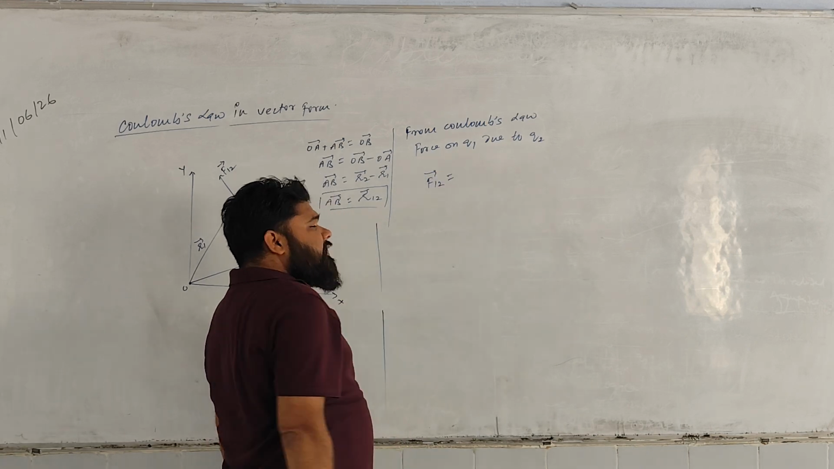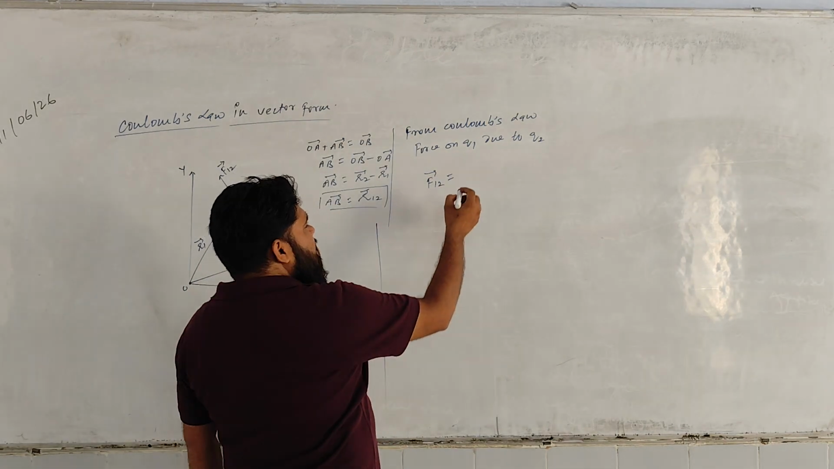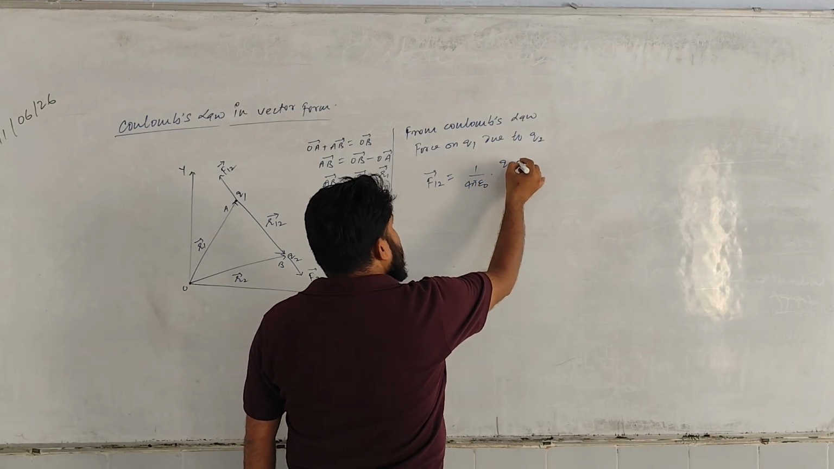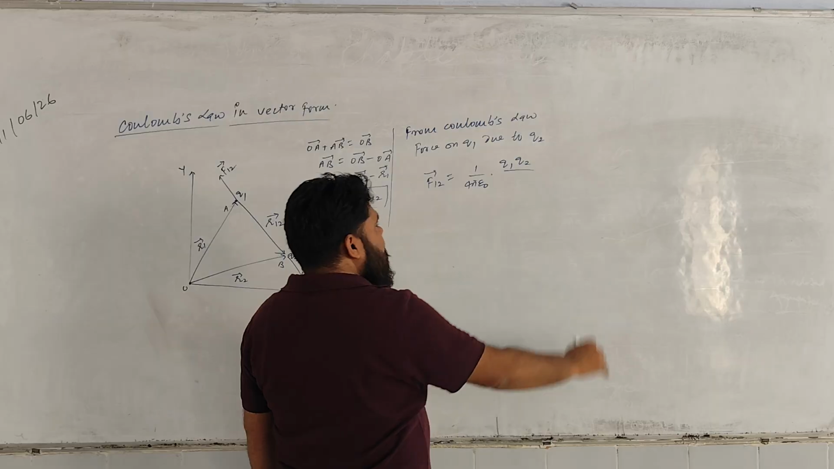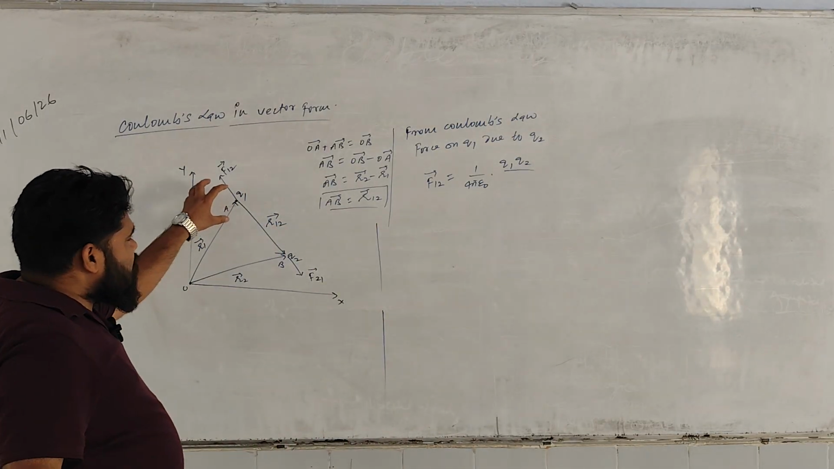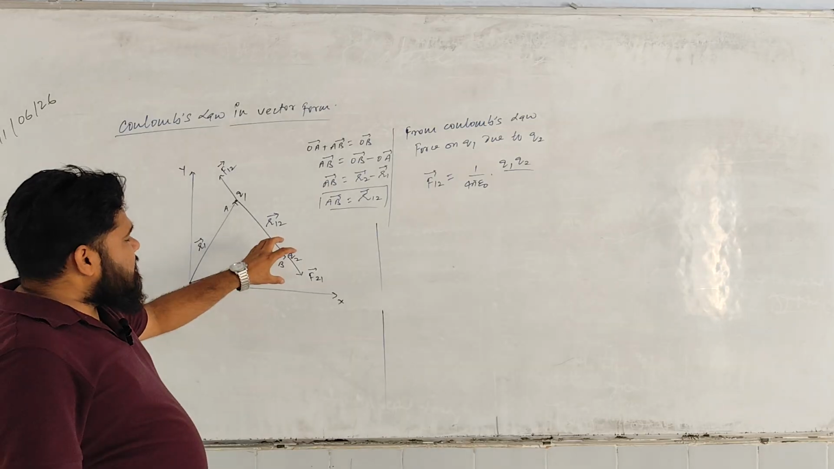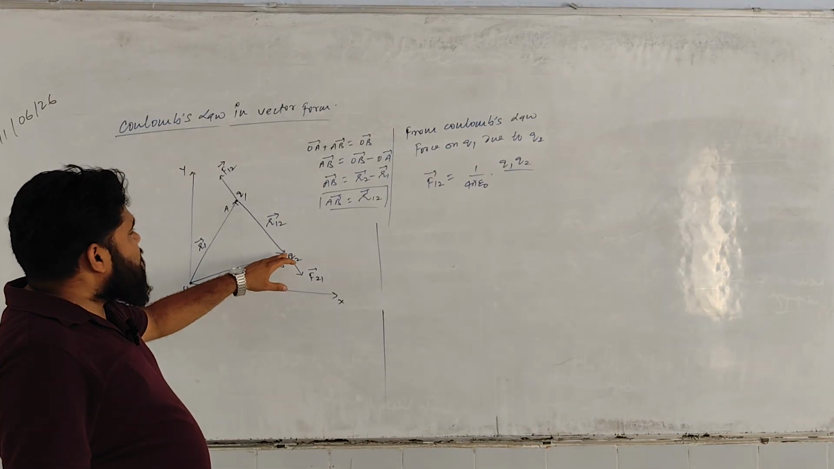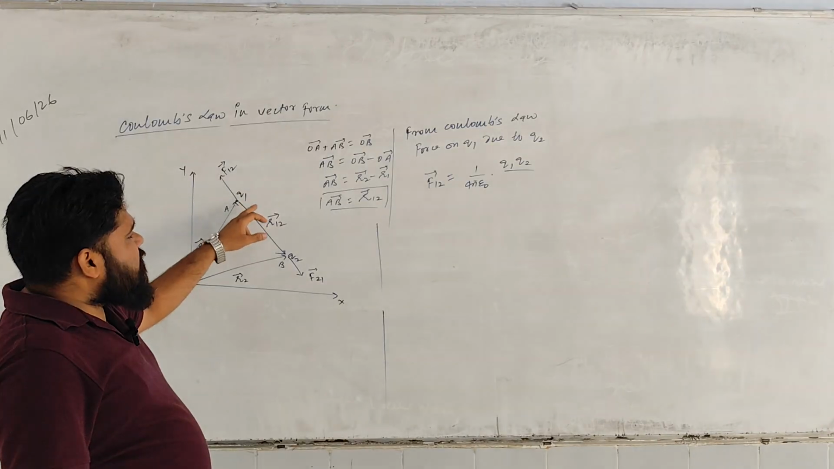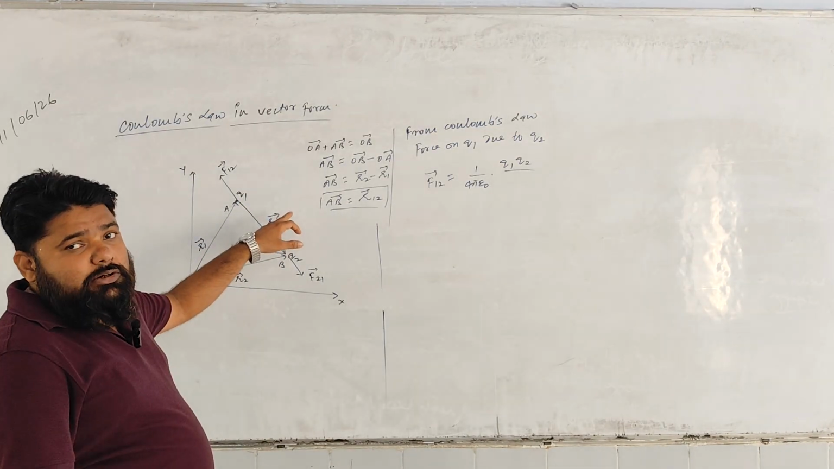And what will be the F12? From the Coulomb's law, the force must be equal to 1 over 4 pi epsilon naught q1 q2 upon... We are just seeing the force on q1 due to q2. So we have to see the distance, we have to see the vector leading from q2 to q1, and the vector leading from q2 to q1 must be equal to opposite to the vector r21.